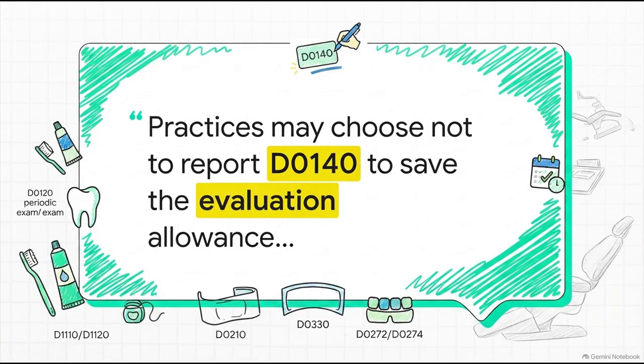Just as a quick reminder, D0120 is used for your routine recall cleanings, and it includes oral cancer evaluations and periodontal screenings. It's usually capped at once every 6 months to the date, or sometimes twice a calendar year depending on the carrier. So by skipping the D0140, they ensure the D0120 gets covered later, especially since D0120 is so commonly billed alongside codes like D0210, D0330, bitewings like D0272 or D0274, and cleanings like D1110 and D1120.